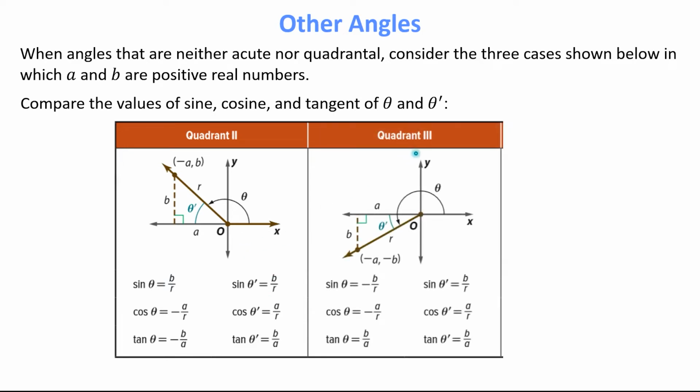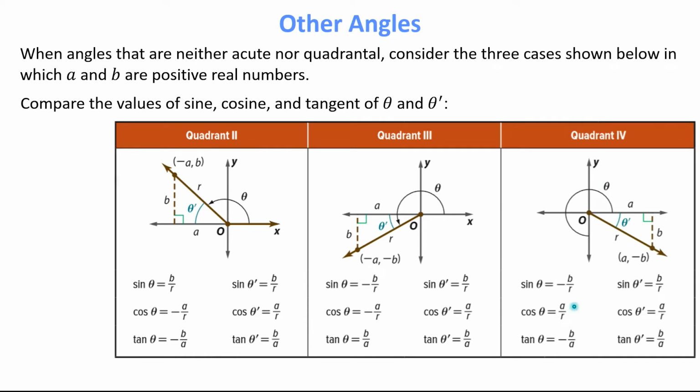Moving on to quadrant 3, we have the following expressions. And for quadrant 4, we also have the following. And again, when we look at the quantities here for sine, cos, and tan of theta, and sine, cos, and tan of theta dash, we see that the quantities are the same, apart from the fact that in some instances, we go from negative to positive, or positive to negative. In other instances, it stays the same.